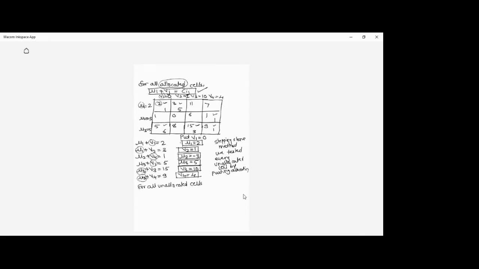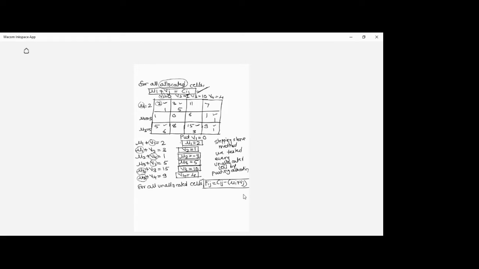We are going to find out the value of Pij. Pij is nothing but the penalty for an unallocated cell. So it is equal to Cij minus (Ui plus Vj). This is the formula to find the penalty across every unallocated cell. Don't get confused: for all allocated cells the formula is very simple, and for all unallocated cells we have this formula. So let's find out the penalties for all unallocated cells.